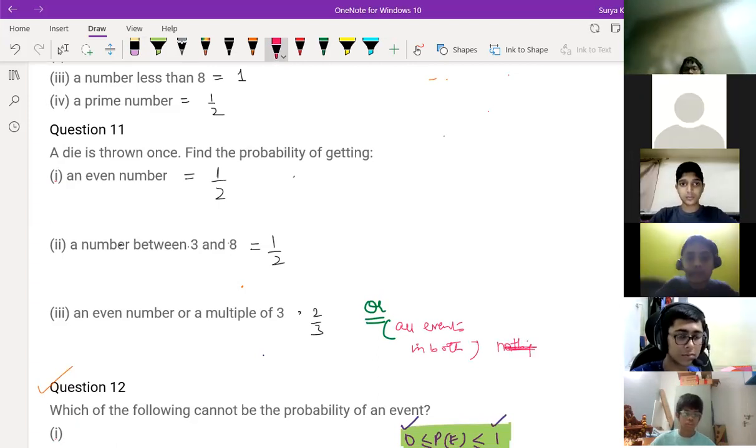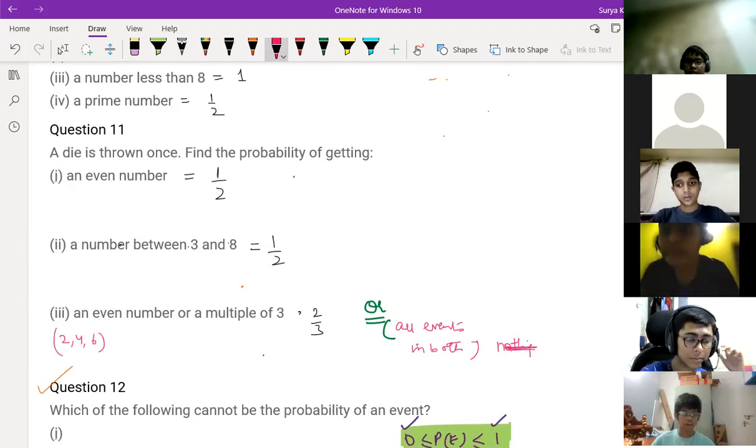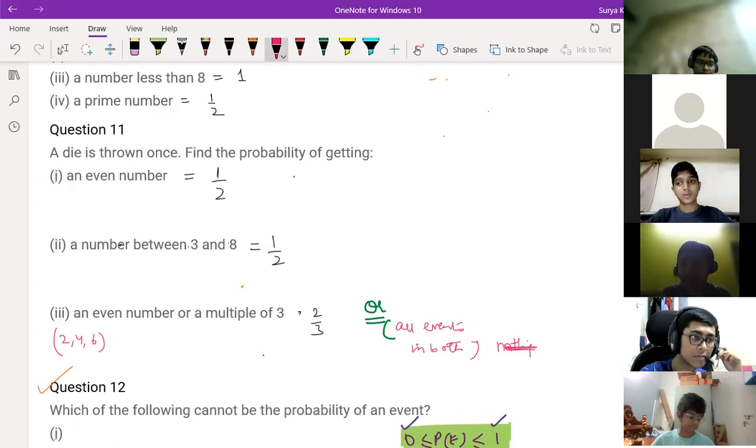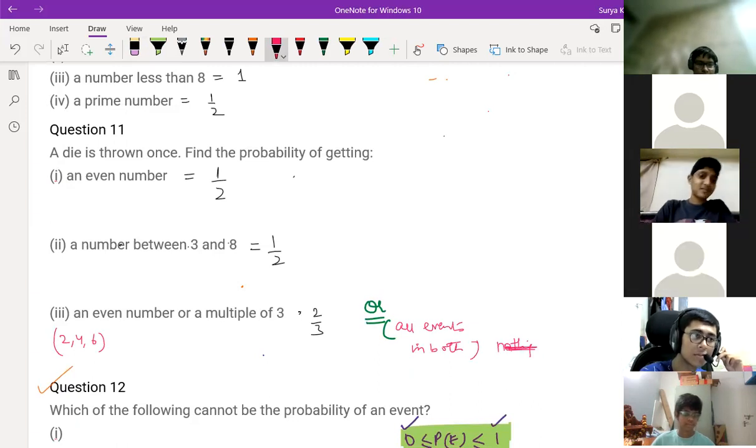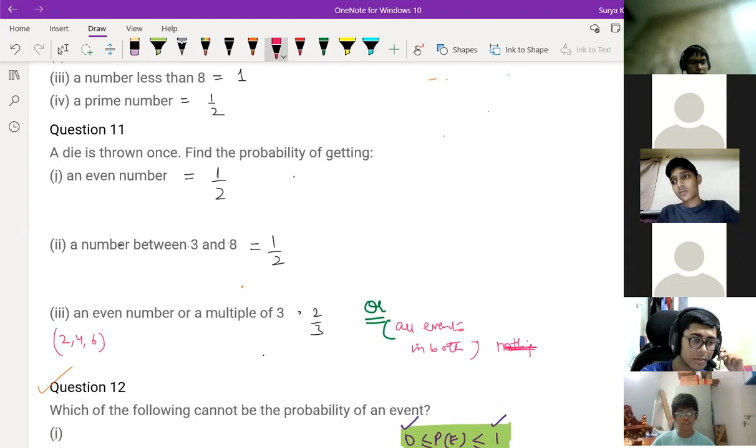Suppose I'm taking an even number. Even number is 2, then, sir, 1 by 2. Someone is telling me 1 by 2, so wait for 1 minute then. You are saying a different answer. Even I got 1 by 2. See, 2, 4, 6 and multiples of 3. 2 by 3, sir.